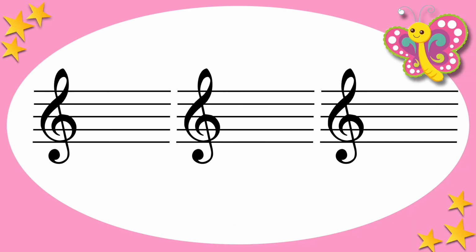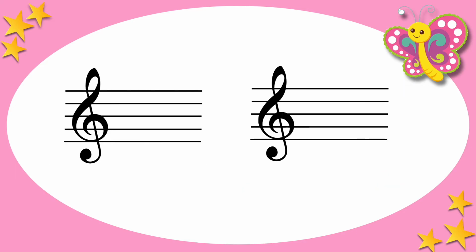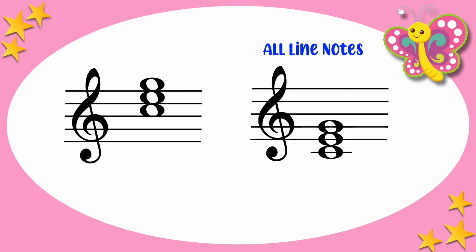The notes in a tonic triad are always together. Take a look at these. All are incorrect. Okie dokie, roger that. If your tonic triad starts in a space note, all 3 notes are space notes. If your tonic triad starts in a line note, then all 3 notes are line notes. Both of these are correct.